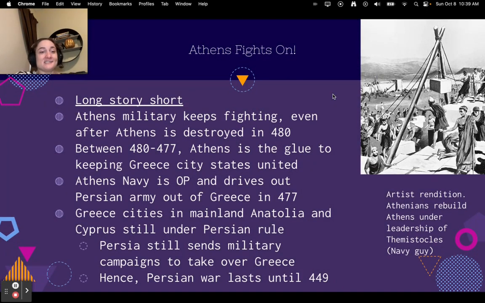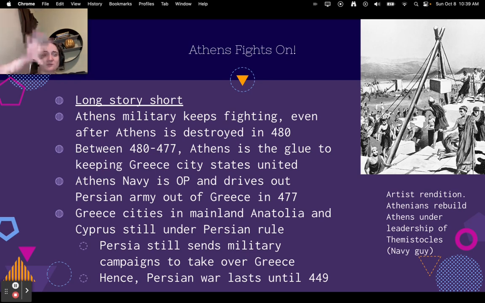So Athens still fights on. They still want to get rid of the Persians out of Greece. So the Athens military keeps fighting even after Athens is destroyed in 480. Between 480 and 477, Athens is the glue to keep Greece city-states united. Athens' navy is still the most overpowered thing out there and drives the Persian army out of Greece in 477.